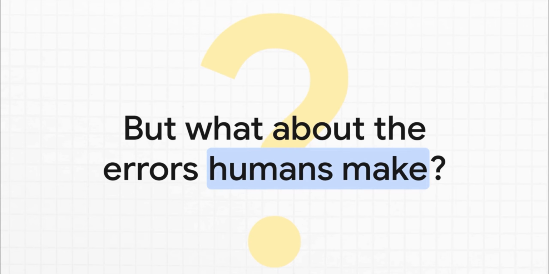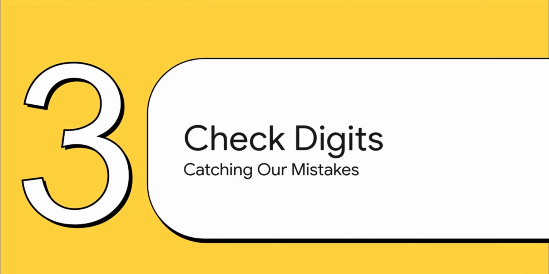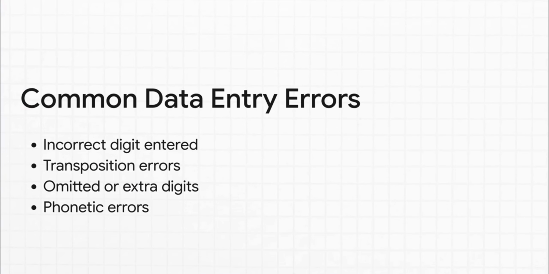But there's another huge source of bad data that has nothing to do with electrical interference or network glitches. It's us, people. What about the mistakes we make all the time? And that's where our final guardian comes into play, the check digit. This whole system is built specifically to catch the common, silly mistakes we make when we're typing in a long string of numbers. Come on, we've all done it.